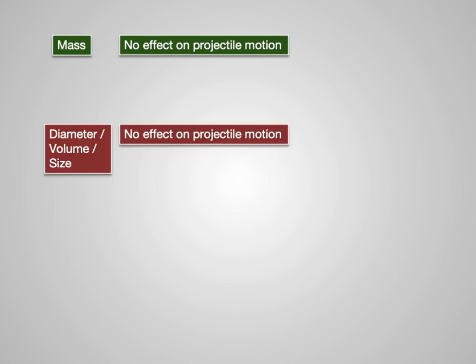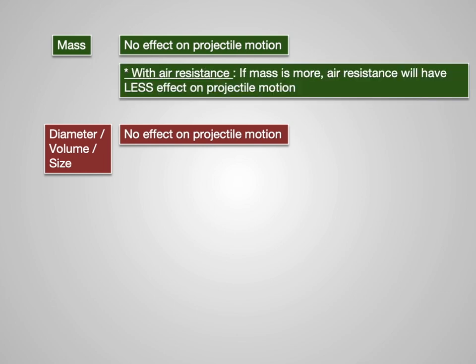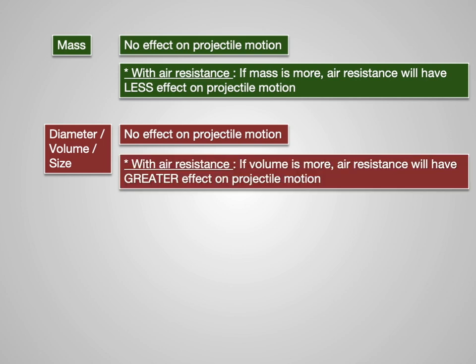Again, the size also has no effect on the projectile motion because you don't see a term radius or diameter in any of the equations we used. So with air resistance, the conditions are different. If heavier, then air resistance will generally have less effect on the mass. But if it's a very big body, then air resistance will have a bigger effect on the body.